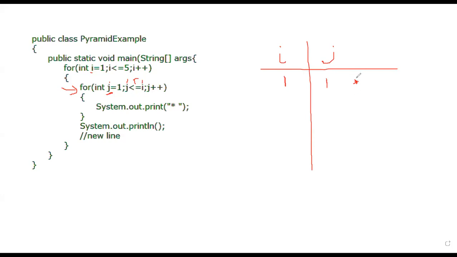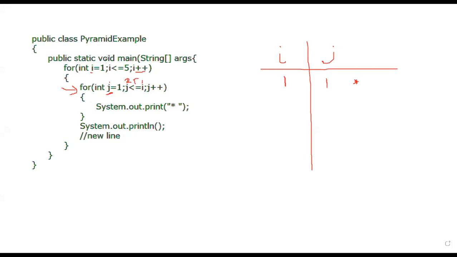Okay, so the asterisk has been printed out. Now it will come and update the j. So j is 1, 1 plus 1 will give us 2. Now j is 2, but 2 is not less than or equal to I, which is 1. So it will go back into the I loop and then update the I value to 2.